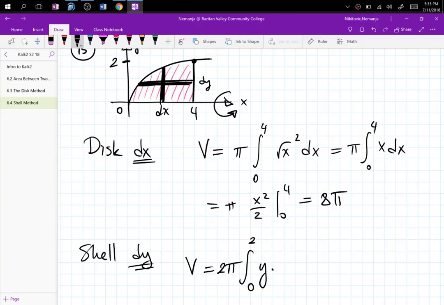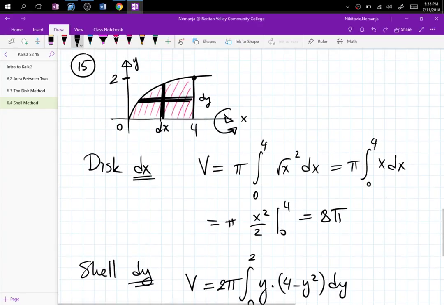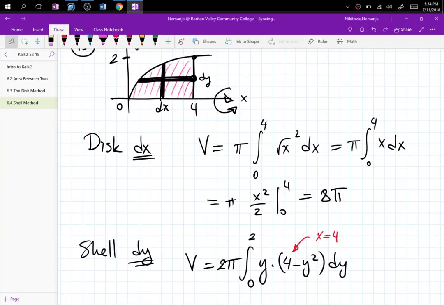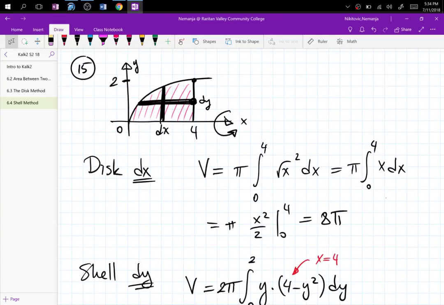times, and now the height. Well, that goes as 4 minus y squared, and then dy. Now you go y times 4 minus y squared. Well, observe that the top is always on the function x equals 4. Remember that we have to plug in x equals a function of y in these equations. So this over here is the x equals 4 function.